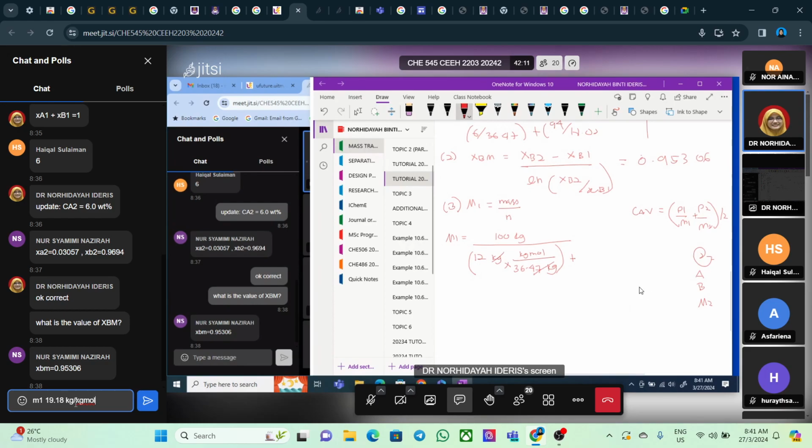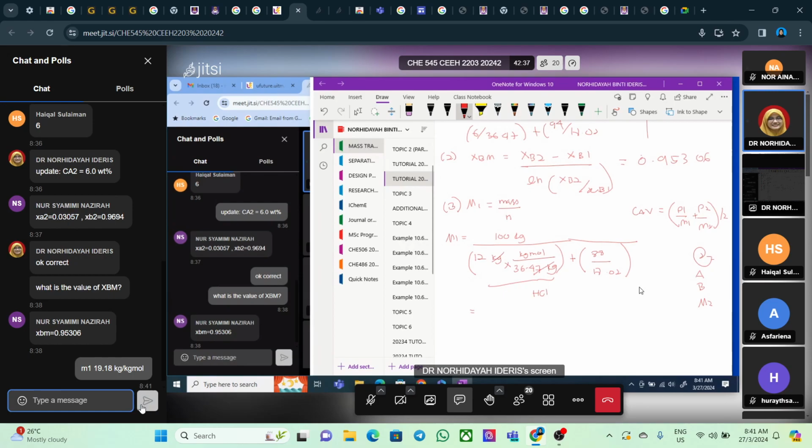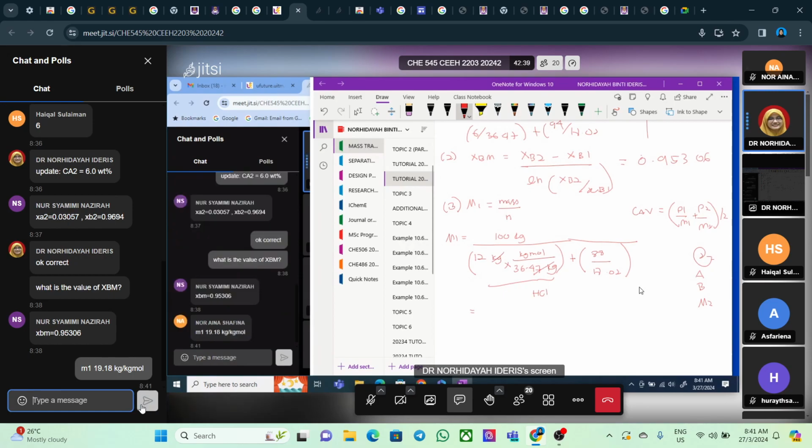Okay, but you have two components A and B, right? So this part is the HCl. So what about the water? Water berapa berat dia dekat dengan 0.1 ni? 100 tolak 12, 88. So sama juga lah, 88 kita bahagi dengan 18.02. Okay, so berapa nilai M1 kamu? 19.18 kilogram. Okay, good. Aina, you put the unit as well. Kilogram over kilogram mole. Okay. 19.18 kilogram per kilogram mole.